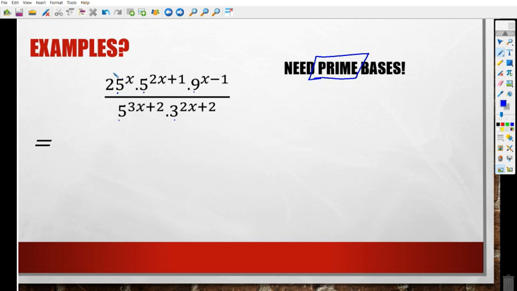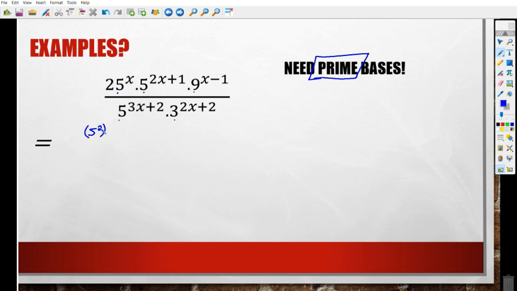Alright, so how am I going to change 25 into a prime base? Okay, we can change it to 5 squared, remembering from the previous example. Or if you didn't remember from the previous example, you can put 25 into your calculator, say equals, press shift and fact, and you pop out whatever your calculator gives you. Whatever your calculator gives you, you put that in a bracket.